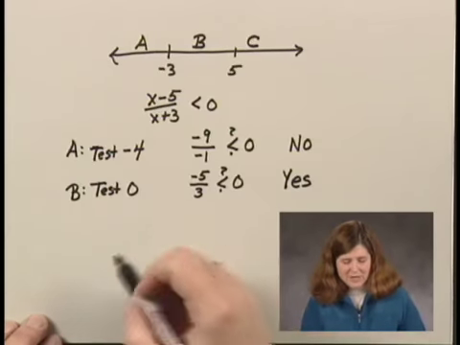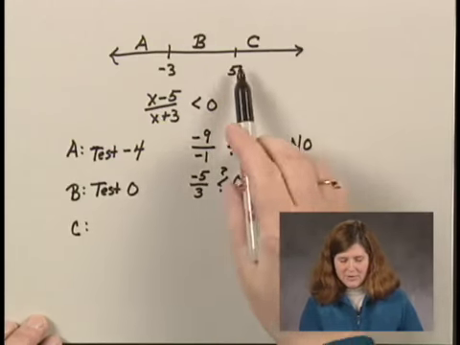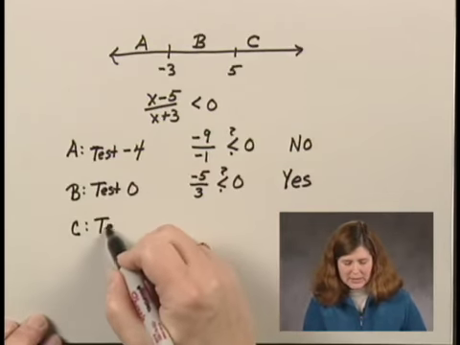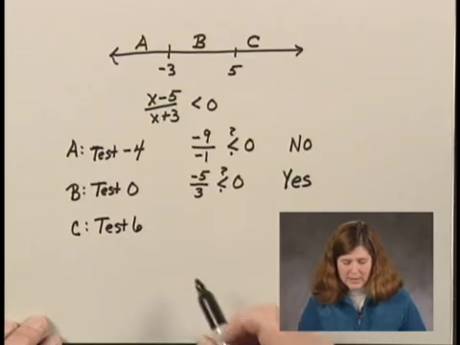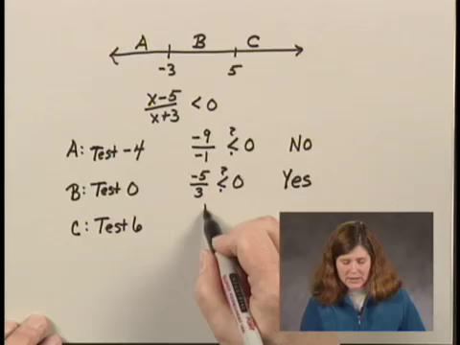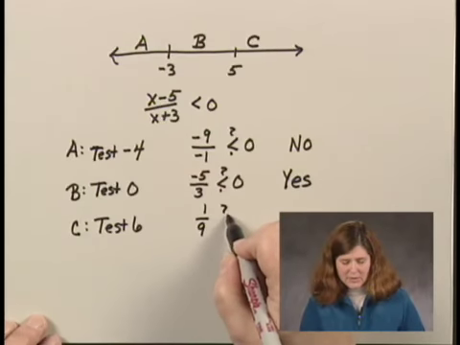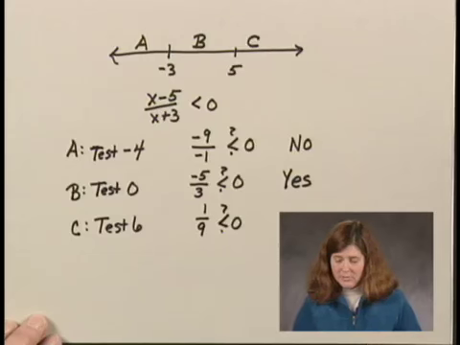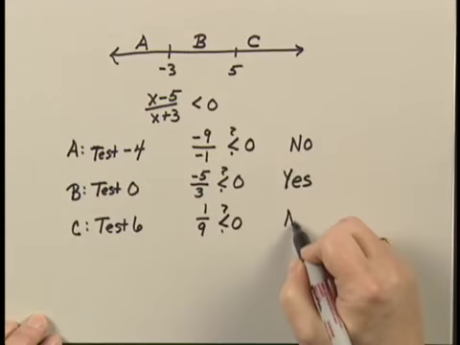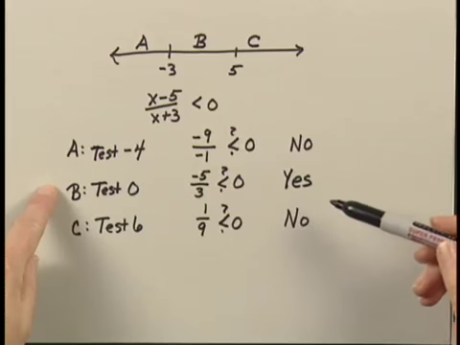I have one more interval to check, and I choose a point in the interval C, and I'm going to choose 6. And so I substitute 6 for x. 6 - 5 is 1. 6 + 3 is 9. I ask myself, is 1/9 less than 0? And it's not. So only interval B is part of the solution set.